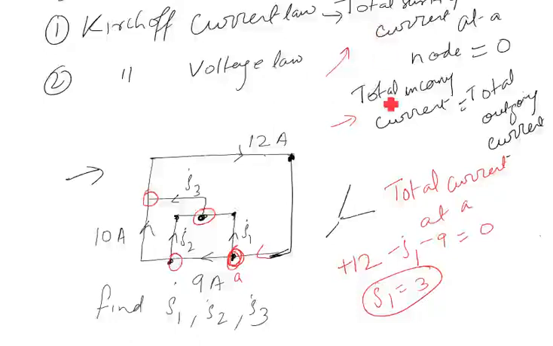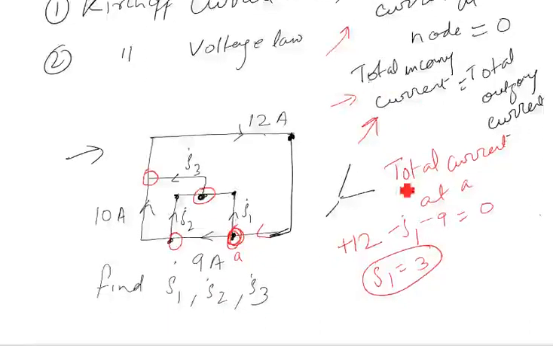Now if I am using this formula, total incoming current is equal to outgoing current, for this formula you need not put any sign. For the first formula I have assumed that incoming current will be positive and outgoing current will be negative.